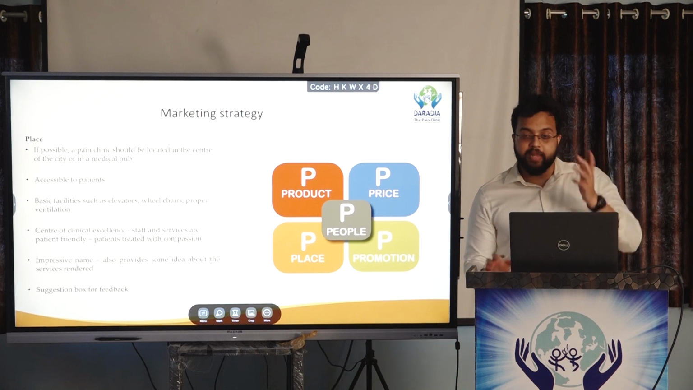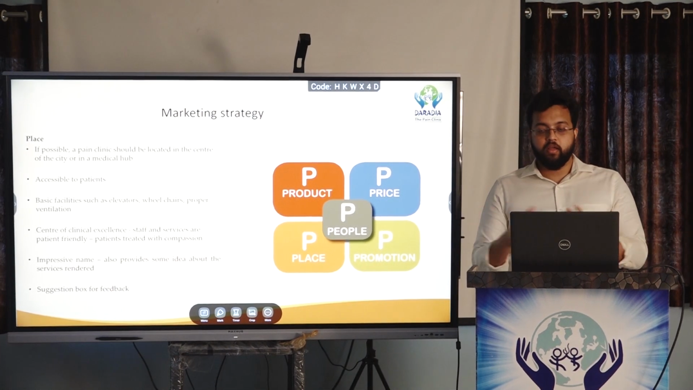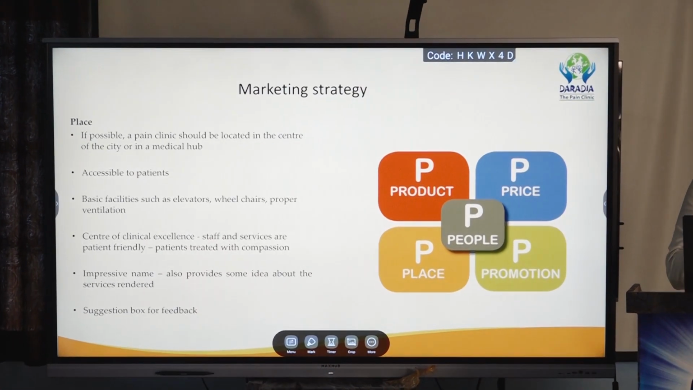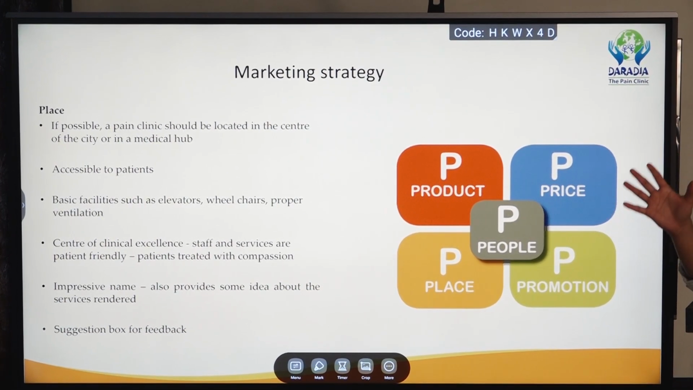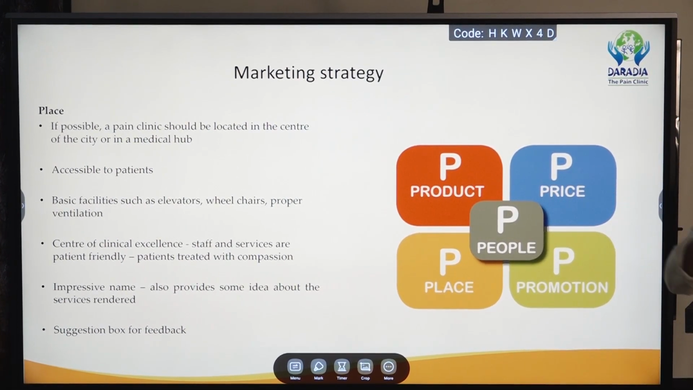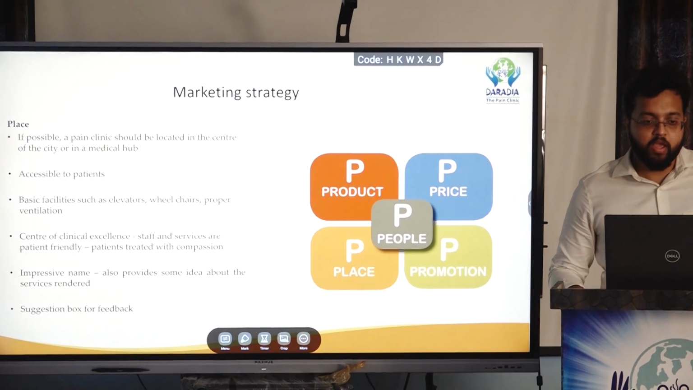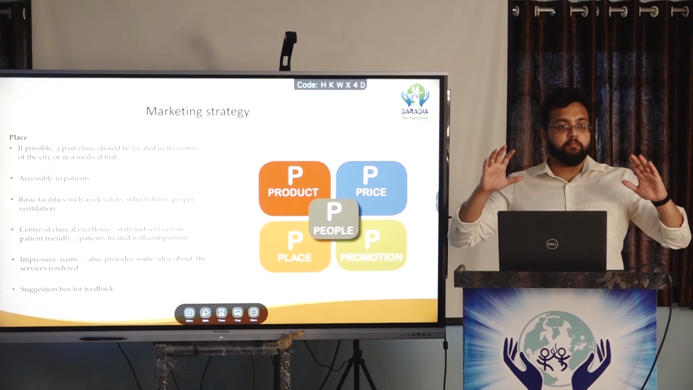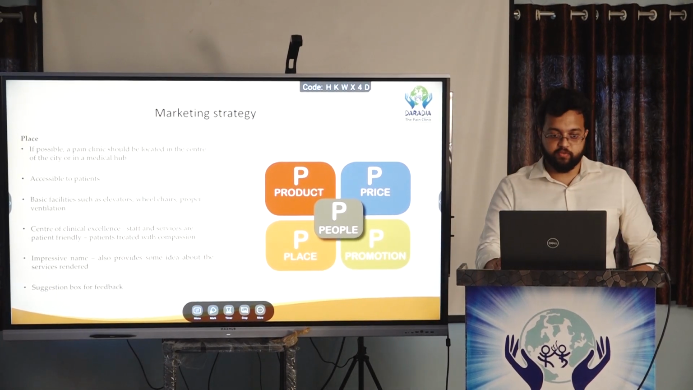In terms of place, we spoke about this when we were trying to assess demand. Is it a city? Is it accessible to everybody in the city? Is it in conjunction with other healthcare facilities where people can easily refer patients to my hospital, to my clinic? And making sure that your market is large enough, so that your pain clinic is successful.